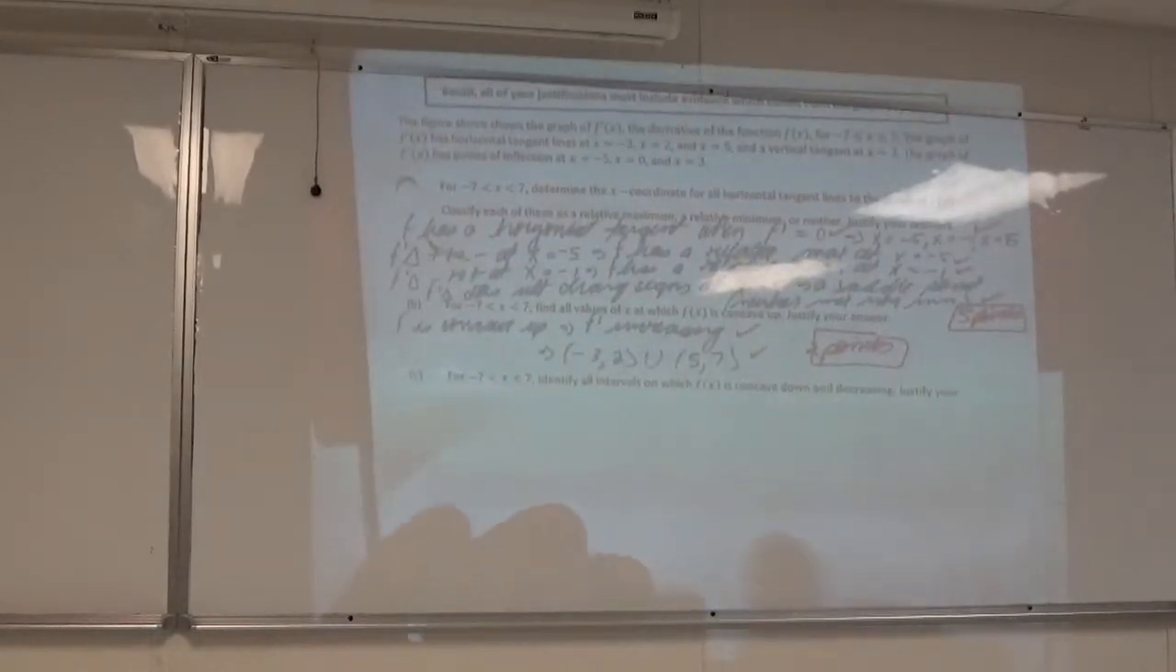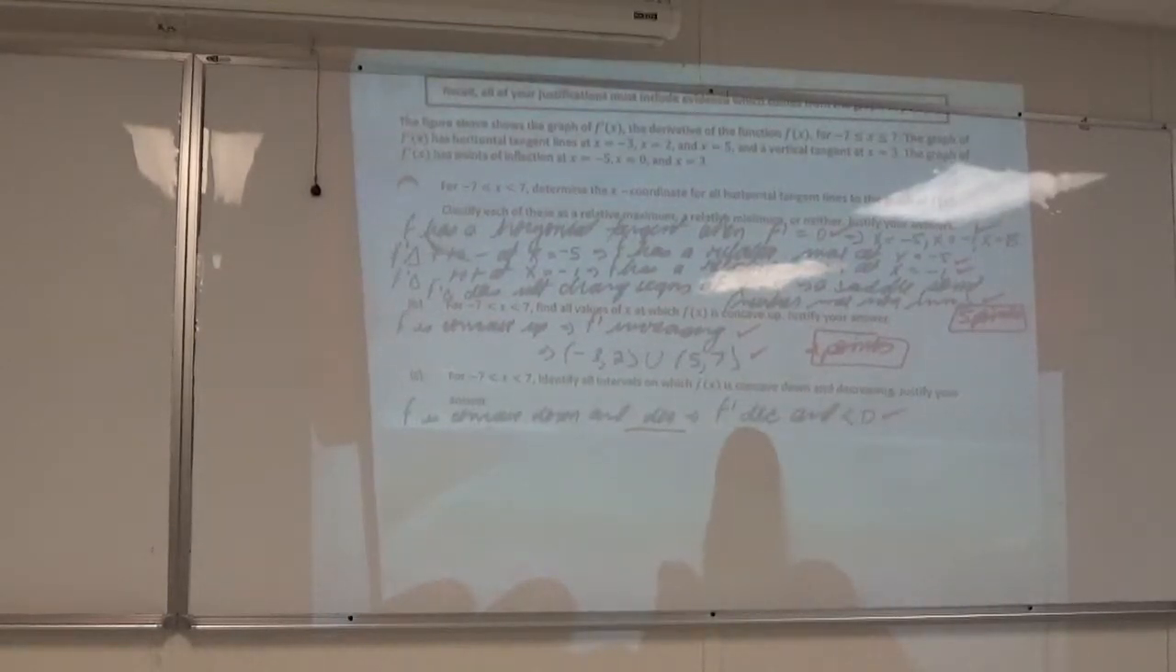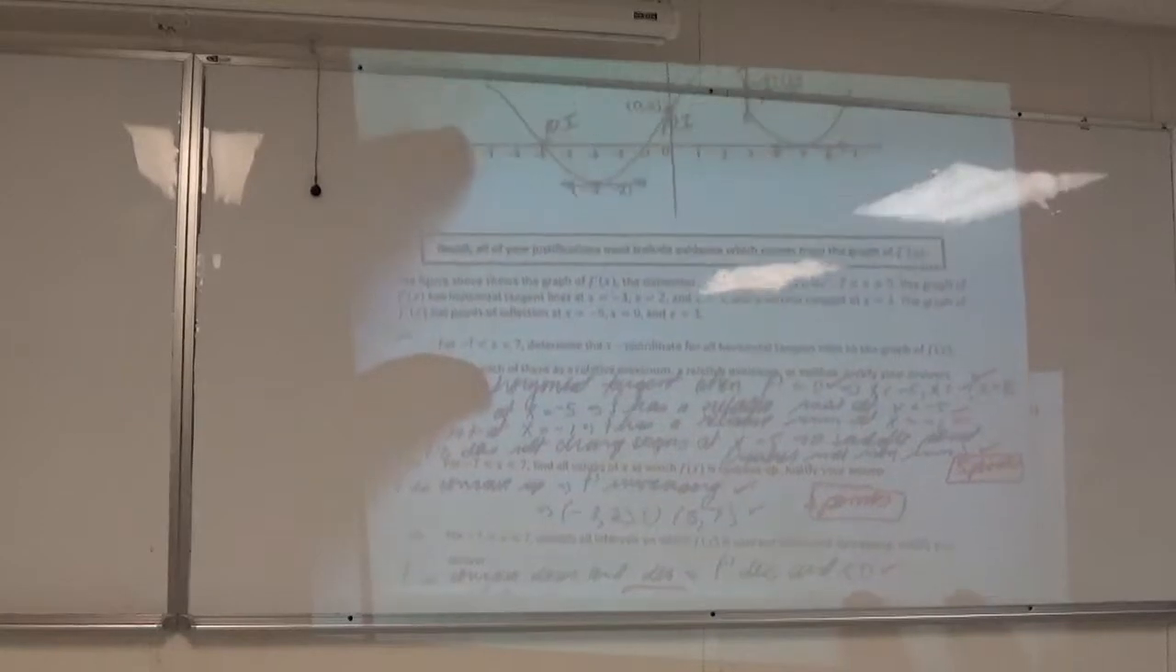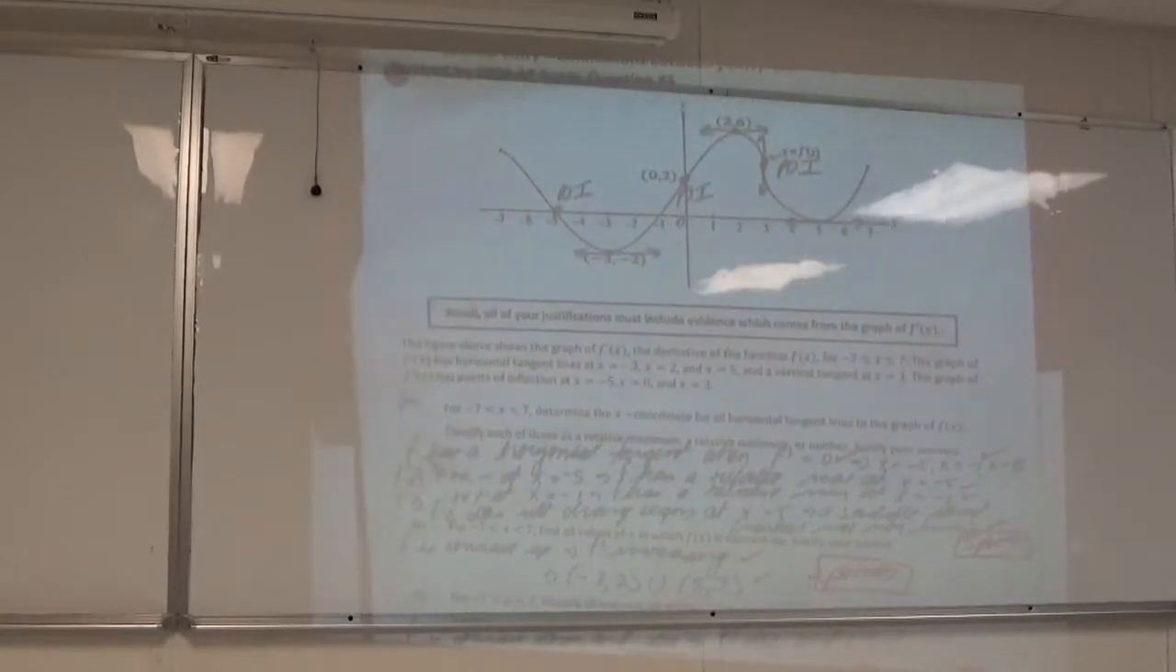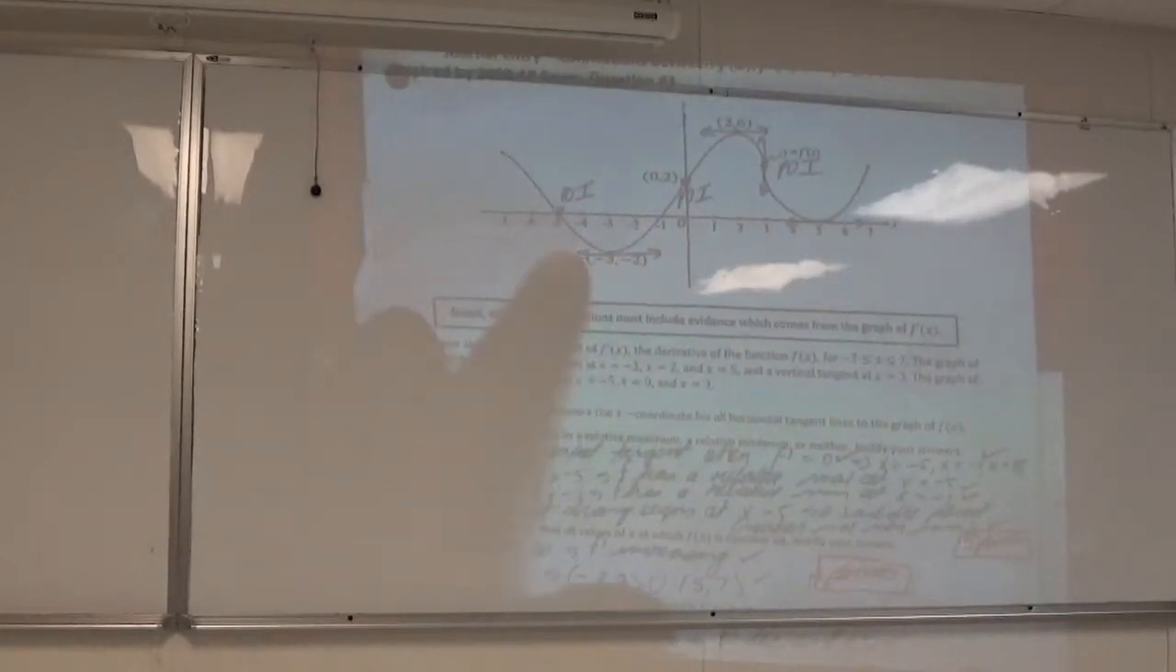C, identify all the intervals where f is concave down and decreasing. F is two things, f prime is two things. If f is concave down, f prime is decreasing. If f is decreasing, f prime is negative. Where is f prime both decreasing and negative? Go back to the graph. Where's f prime decreasing and negative? From -5 to -3, and that's the only place where it happens.